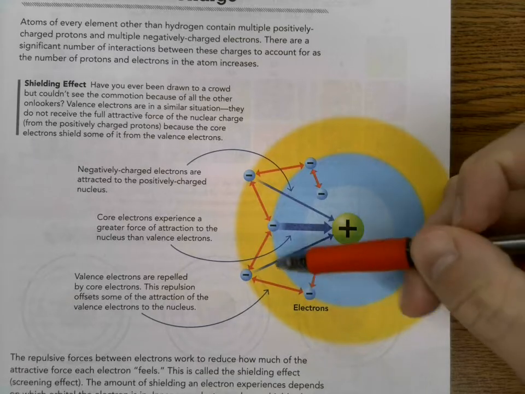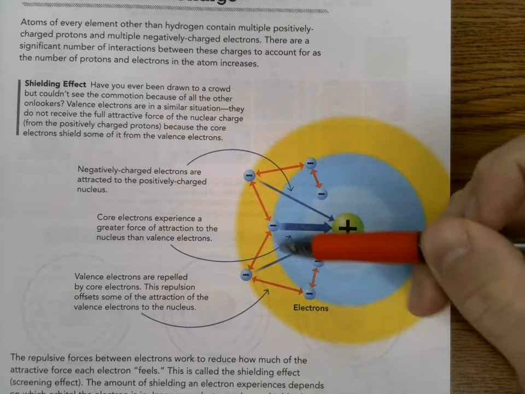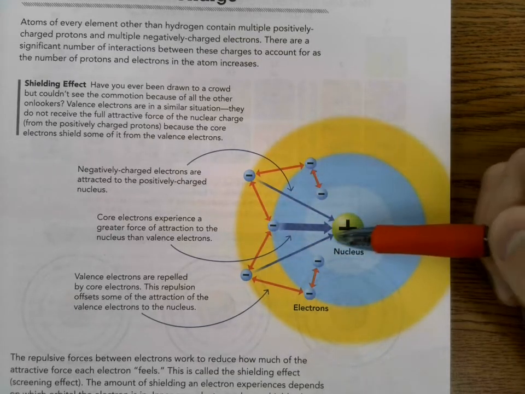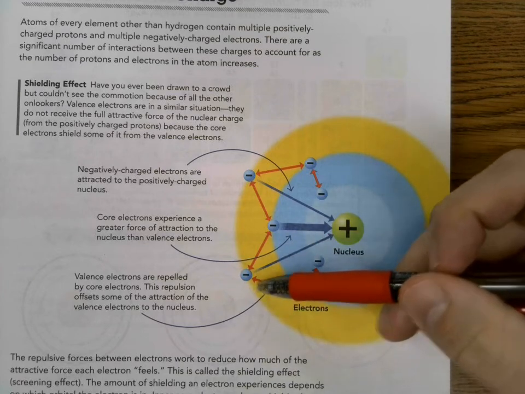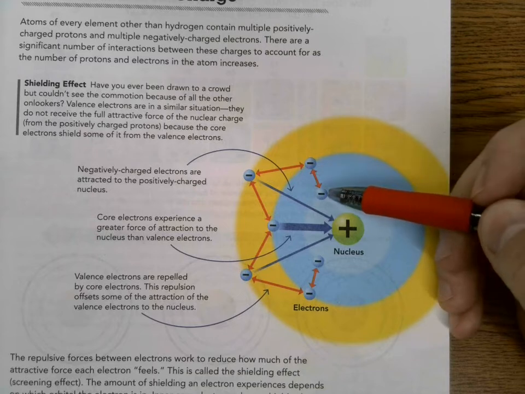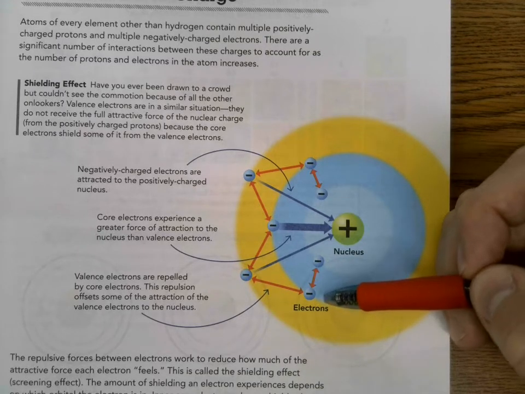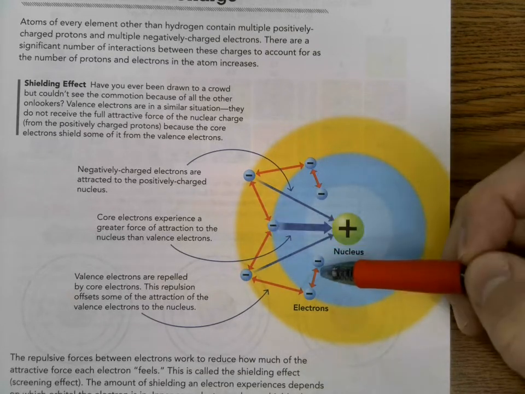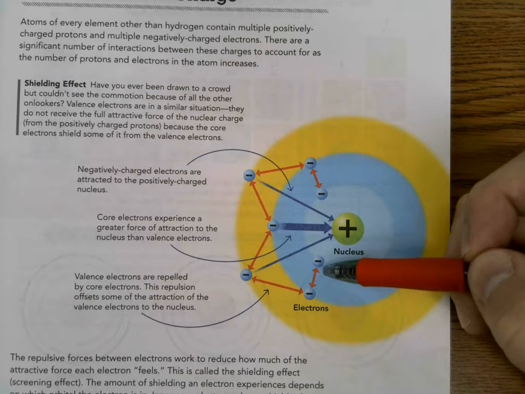Now on the second energy level, these three electrons are being pulled in because they're relatively close compared to the valence electrons, but they're also being repelled a little bit. They're being pushed back by these inner core electrons. They're being pulled in, but they're getting a little bit of pushback from the inner ones.